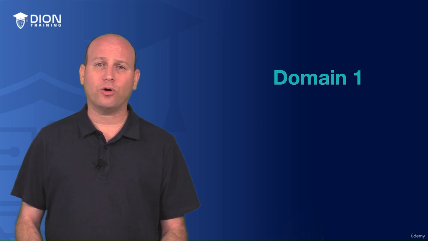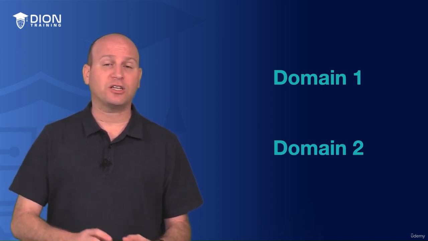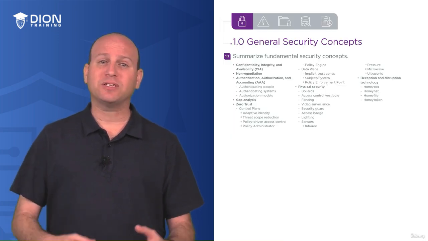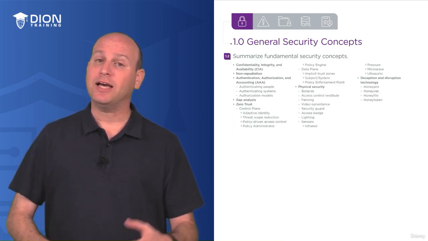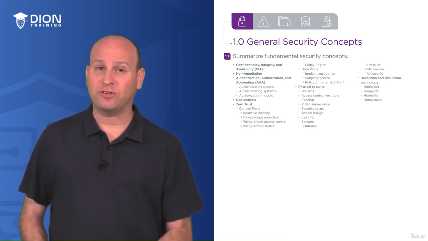Now, in this section of the course, we're going to be focused on Domain 1 and Domain 2 with a specific focus on Objectives 1.2 and 2.4. Objective 1.2 states that you must be able to summarize fundamental security concepts, and specifically here, we'll be focused on the physical security concepts and tools covered under this objective.